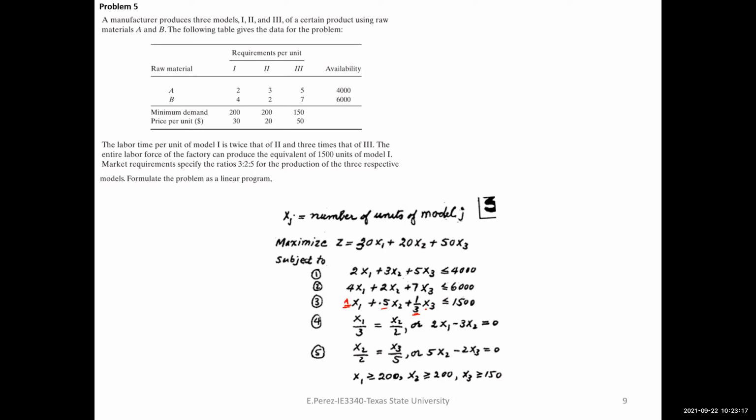So the time, or the capacity, or the entire labor force that you have available is equivalent to this many units of Model 1. So let's say it takes you a minute to produce Model 1, then you will have 1,500 minutes. Yes, and that's assuming that. So basically what I'm trying to say is that time can be canceled out when you are looking at the overall process. So this is 1,500 units, right? And that's your labor force.